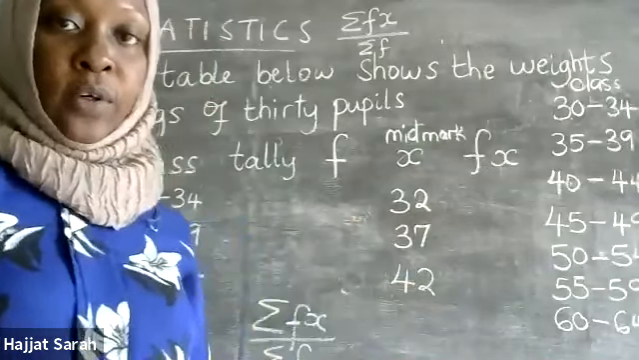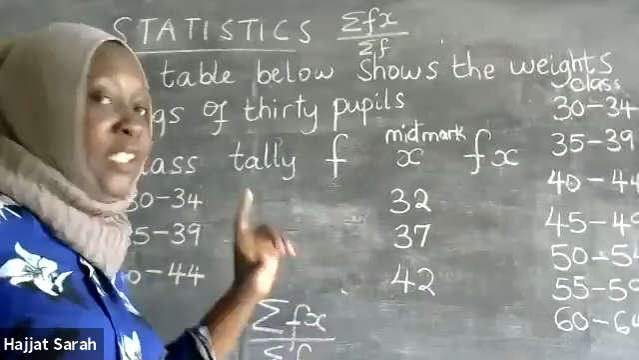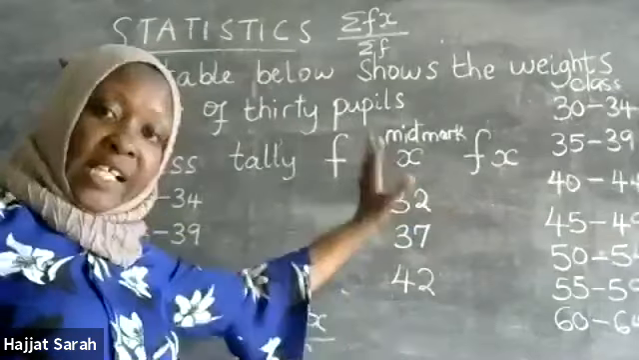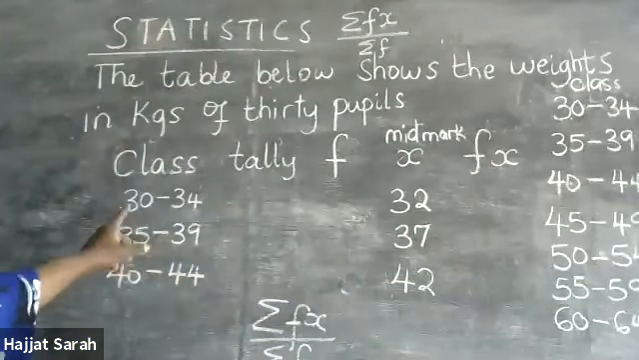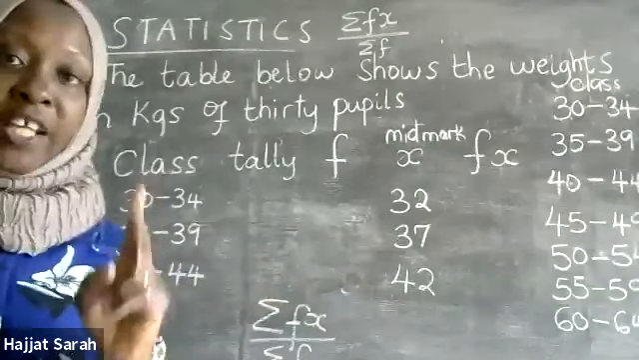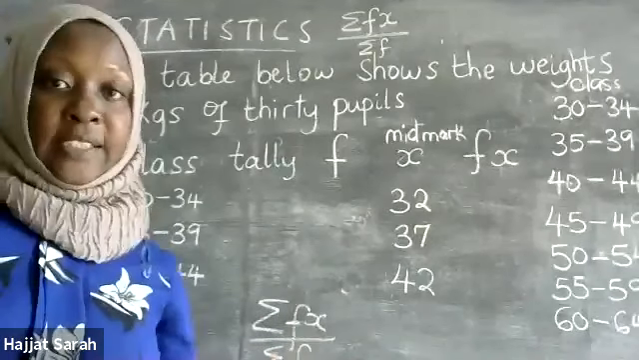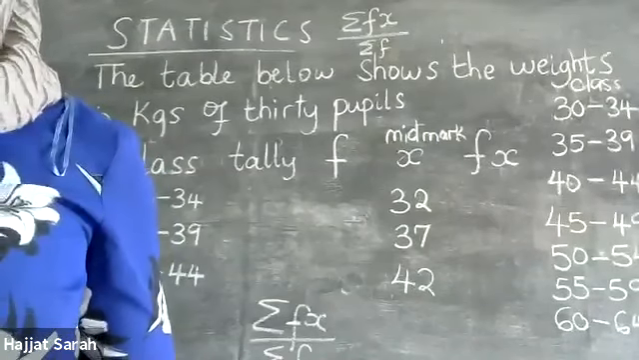So you do the same for whatever, provided they've grouped your data and are asking you for X. When your data is grouped and you're looking for X, please look at your classes, add the first value of the class to the last value of the class and divide by 2. So can we complete that? We have 5 minutes.